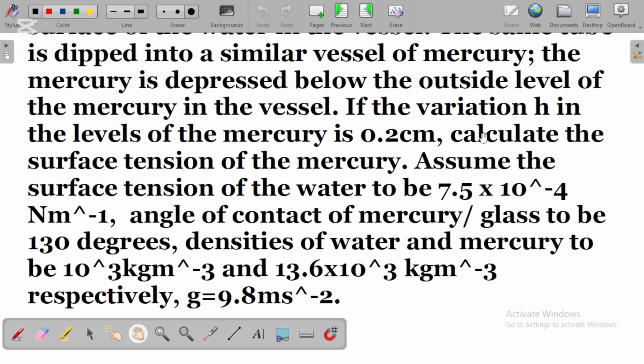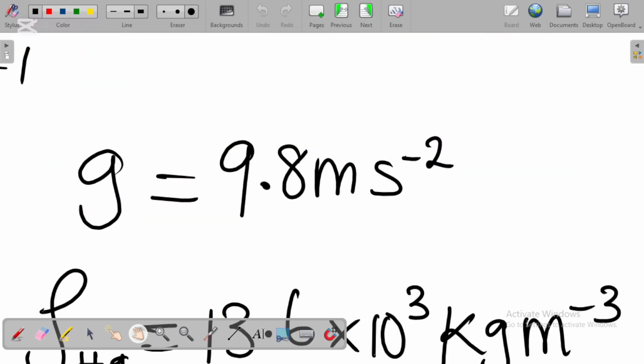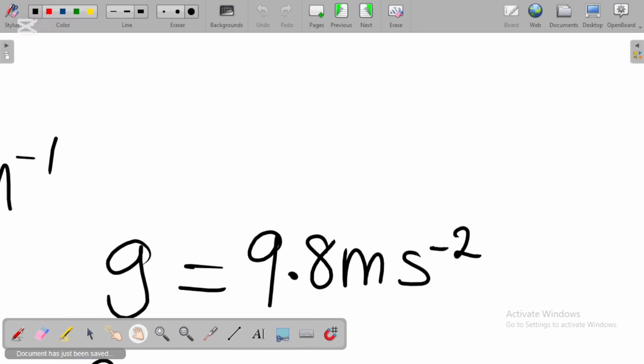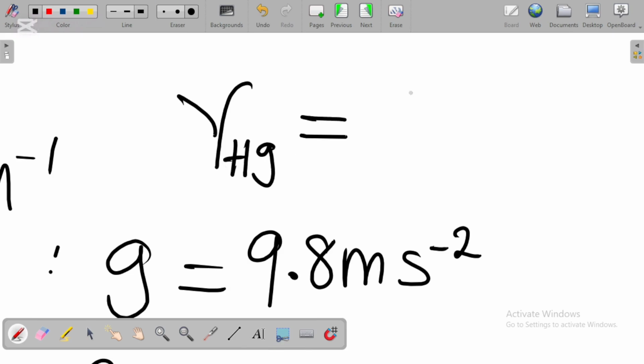In the question, we are asked to calculate the surface tension of the mercury. We are asked to calculate the surface tension of what? Mercury. So surface tension of mercury is unknown yet. So how do we calculate the surface tension of mercury? We are going to look for a formula that relates all the parameters given together. And what is that formula?